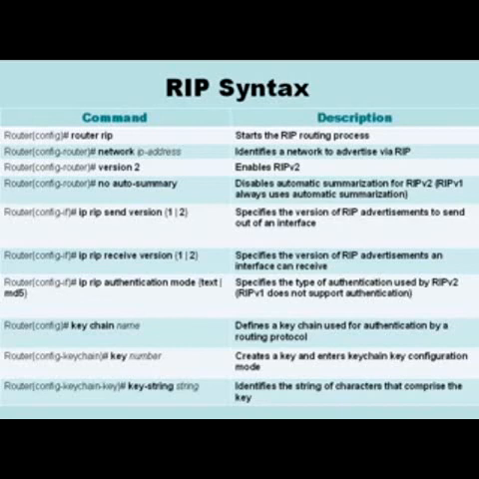A challenge that we have, though, is that we said R2 is going to be a RIP version 1 router, and router R1 needs to speak to the backbone using RIP version 2, but it needs to speak to router R2 using RIP version 1. How do we do that?